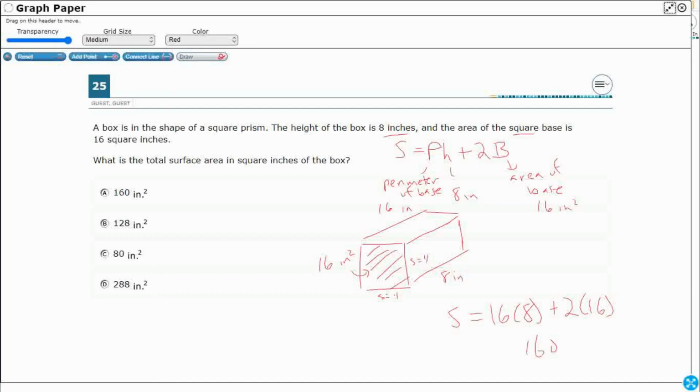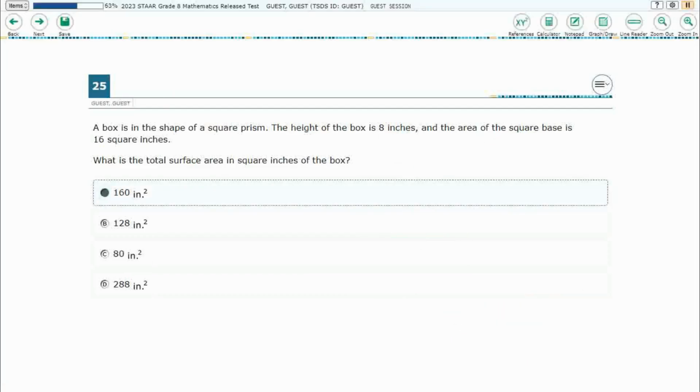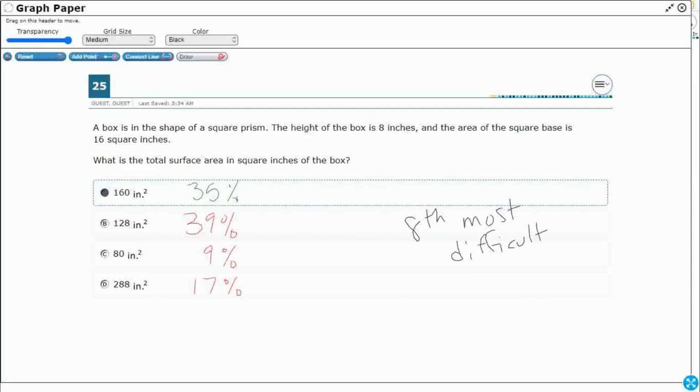Let's see how we did across the state of Texas. So this was the 8th most difficult. Look, our correct answer is A, and that wasn't even the most chosen. B actually had a few more students choose that, 128. Now, where do we get 128 from? Well, let's say we just completely miss this, or just don't really feel like trying to find the total surface area. We know how to find volume.